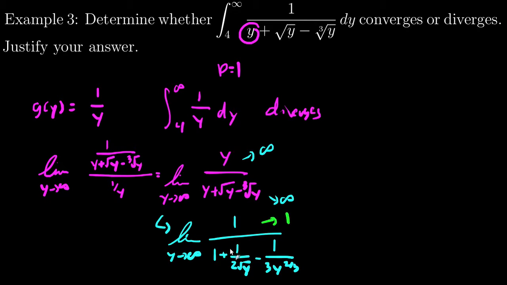It's approaching 1 then. This part right here, as y goes to infinity, goes to 0. This part right here, as the denominator y approaches infinity, goes to 0. So the denominator goes to 1, the limit's equal to 1. They grow at the same rate, so this diverges.